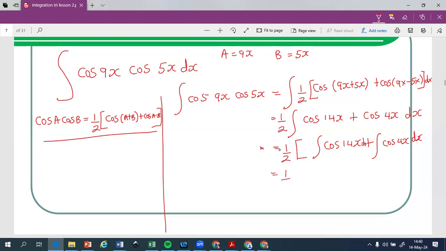Then you start integrating a half into, when we integrate cos 14x, what do we get? Sine 14x out of 14. So 1 out of 14 sine 14x plus, when we integrate cos 4x, what do we get? Sine 4x out of 4, 1 out of 4 of what?